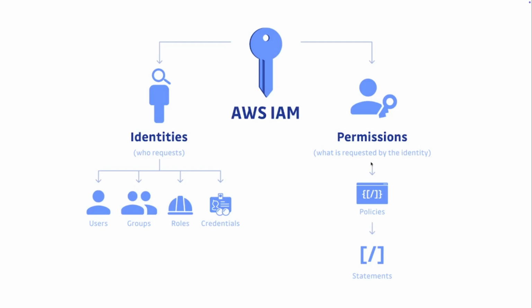Identities: who is making the request? Is it a user? Is it a group? Is it a role or credentials? Now the other part speaks to permission. What's requested? What is the identity requesting? What policies are in place? What exactly are the statements that have been written to ensure that this user gets the resources that he needs?